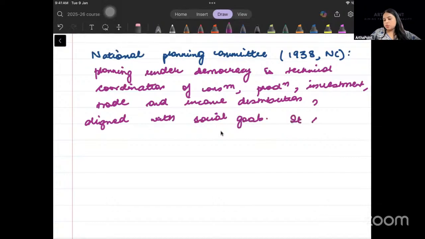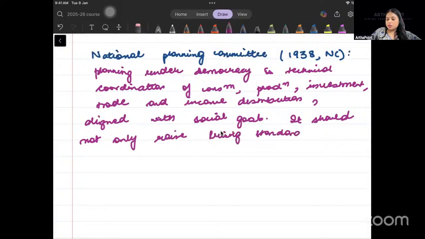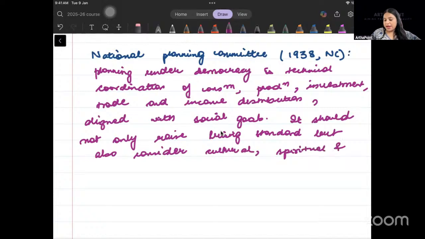It should not only raise living standard, but also consider cultural, spiritual, and human values.